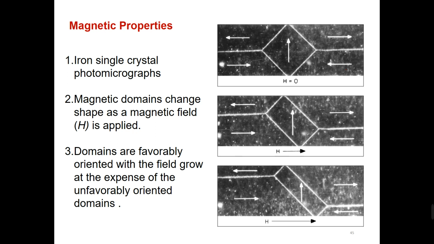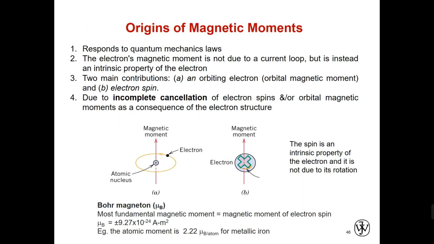If you look into this figure for magnetic properties, we have an image of single crystal iron photomicrographs. Magnetic domains change shape as the magnetic field H is applied to the right hand side, and the domains favorably oriented with the field grow at the expense of the unfavorably oriented domains. So let's take a look at the origins of magnetic moments.